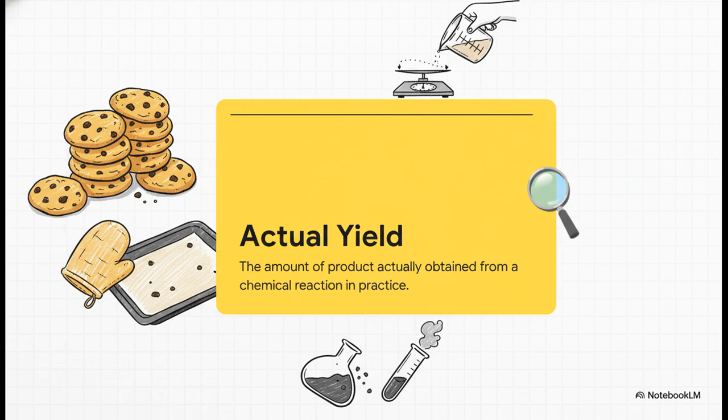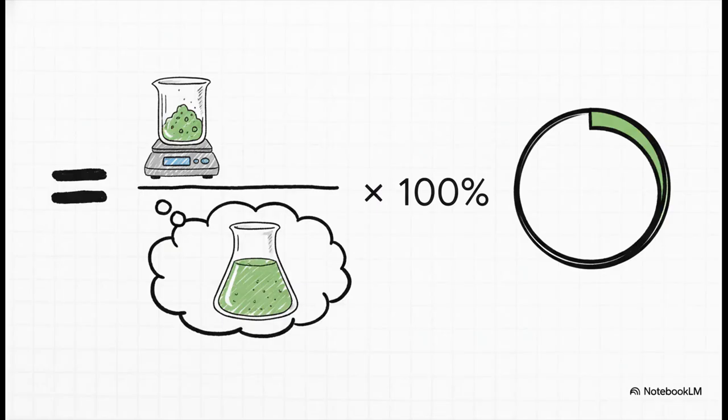And for all kinds of reasons, maybe the reaction didn't finish or some stuff got spilled, the actual yield is usually less than the theoretical one. So to see how close they got to that perfect score, chemists use this really simple formula. You take what you actually got, divided by what you theoretically could have gotten, and then multiply by 100. This gives you the percent yield. It's basically the final report card for your reaction.